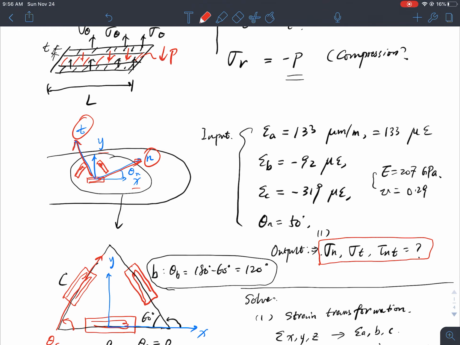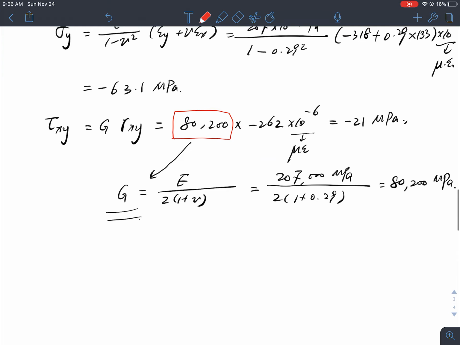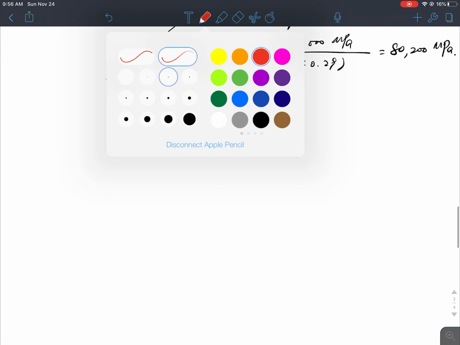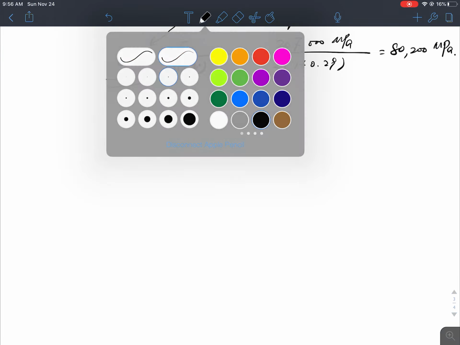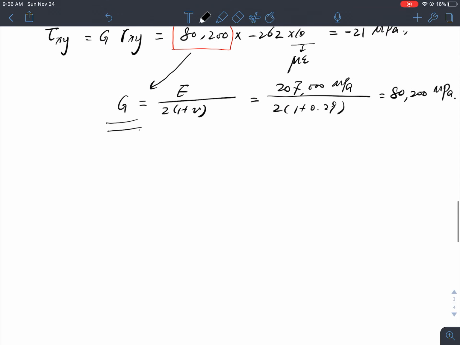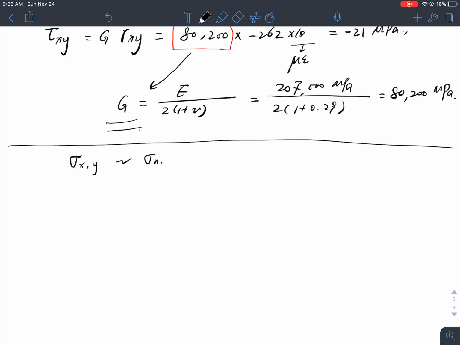So we have the stress in the x, y direction. How do we find the stress in the nt direction? How do we convert between sigma x, y and sigma nt? We do stress transformation. So the third step is stress transformation.